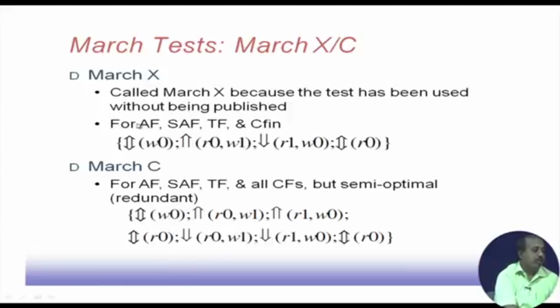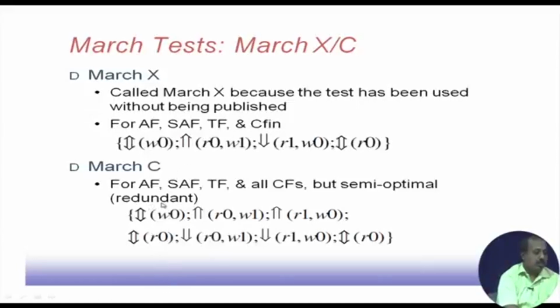This one can detect address decoder fault, stuck-at fault, transition fault and coupling fault. So, all of them can be detected. This is the sequence: first it writes 0 to the background, then it does read 0, write 1, then it does read 1, write 0, and then it again reads whether the 0 has been written properly or not. So, this can detect all these types of faults: address fault, stuck-at fault, transition fault and coupling fault. Then there is a March C algorithm.